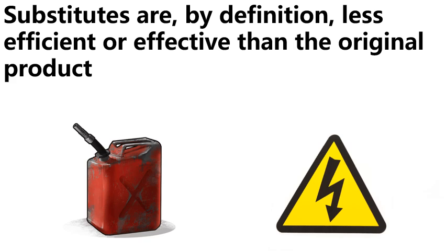Substitutes are, by definition, less efficient or effective than the original product. So if I wanted to start using electricity for my car, it wouldn't have as much of a range. It takes a lot longer to charge an electric car as opposed to just filling up a tank of gas. It's not always easy to find charging stations. So I could start using electricity to power my car, but it would be more inconvenient than using gasoline.